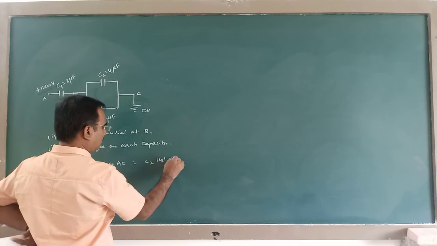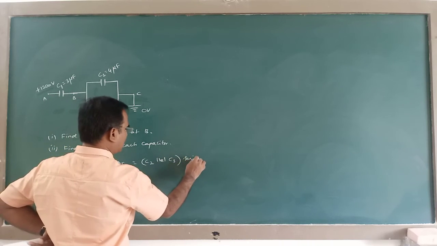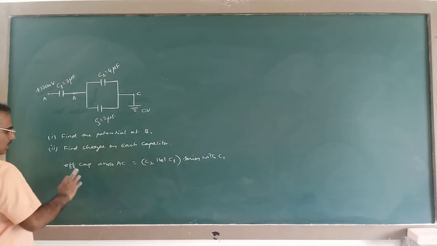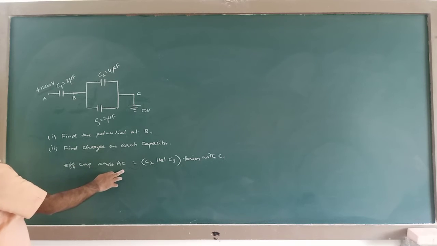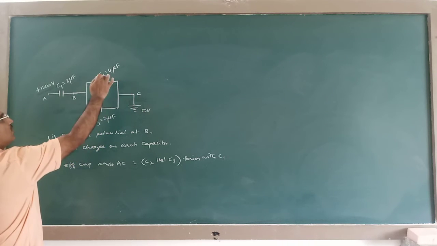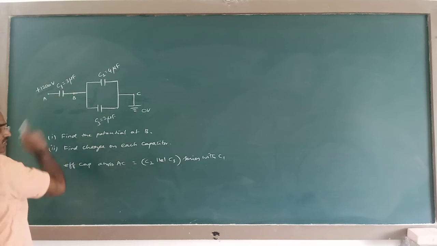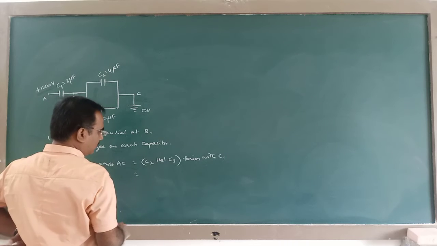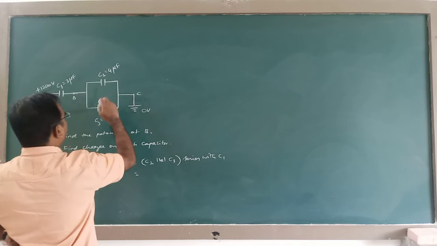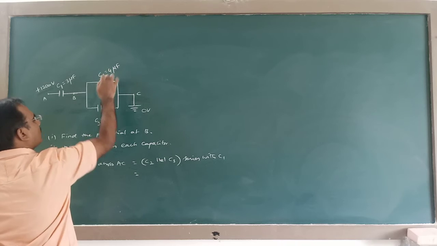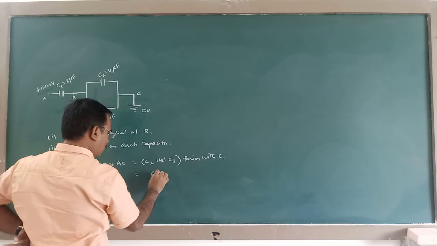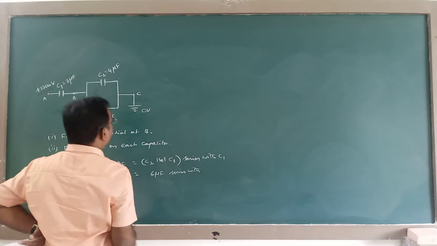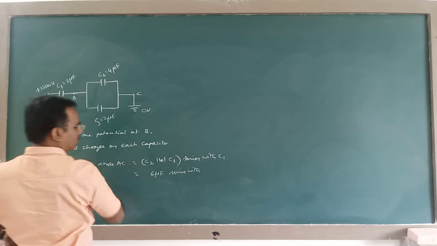C2 parallel with C3, and that is in series with C1. So the effective capacitance across AC, these two points: first these two are in parallel and then that is in series. So C2 is in parallel with C3. Parallel means it becomes 2 plus 4, 6 microfarad. So 6 microfarad in series with C1, it is 3 microfarad.